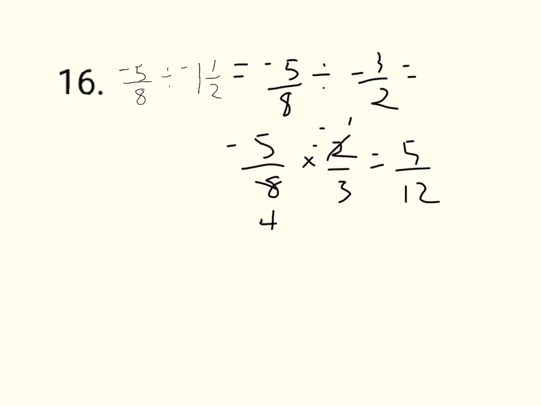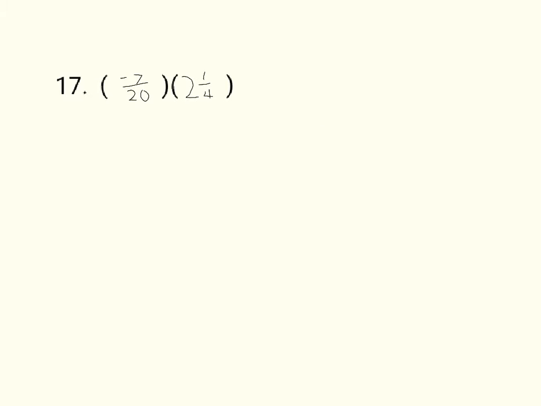Negative 7/20 times 2 1/4 can be rewritten as negative 7/20 times 9 over 4. And there's no reducing that can happen right here. We have a negative times a positive, so the answer is going to be negative. 7 times 9 is 63. 20 times 4 is 80. And as long as you've checked carefully to make sure there's no common factors between the two numerators compared to the two denominators, you can be sure this fraction, the result, is already in lowest terms, which it is.